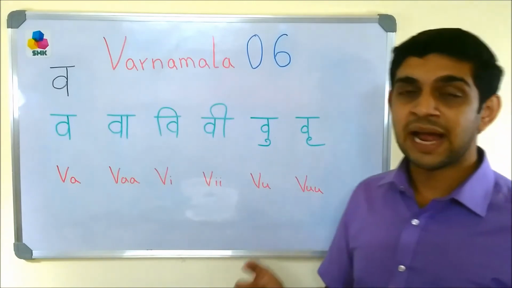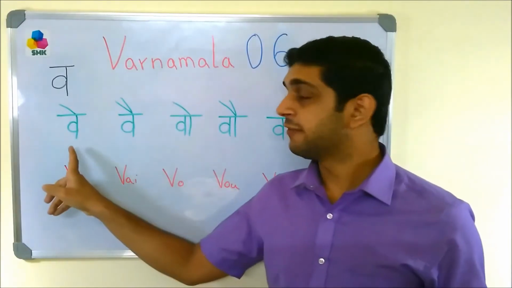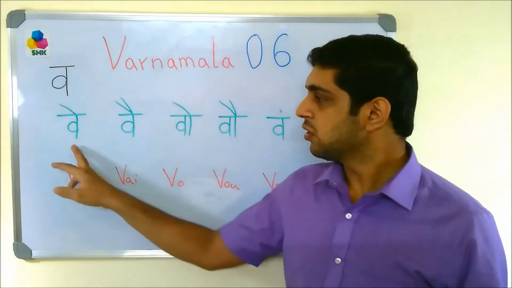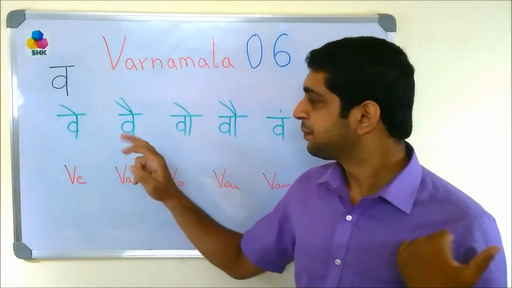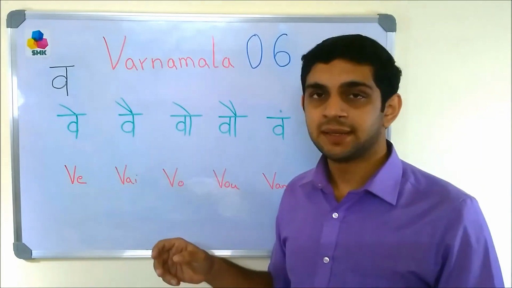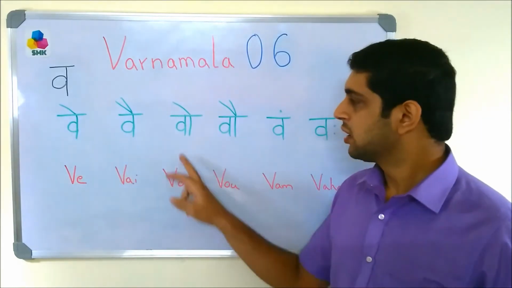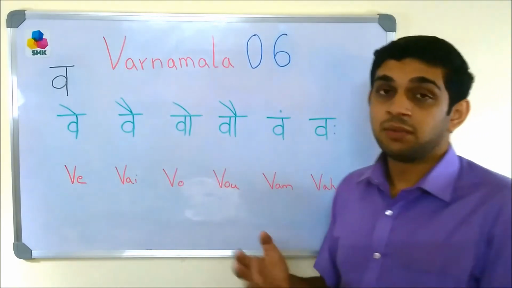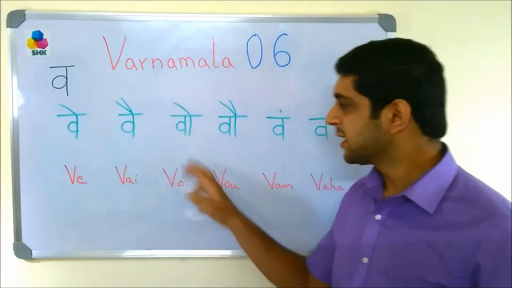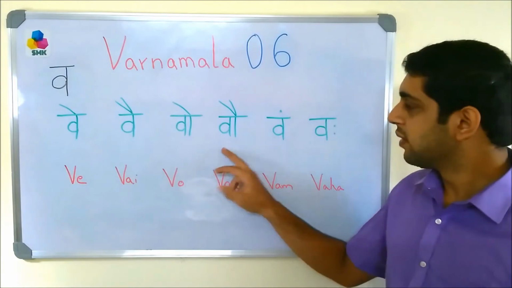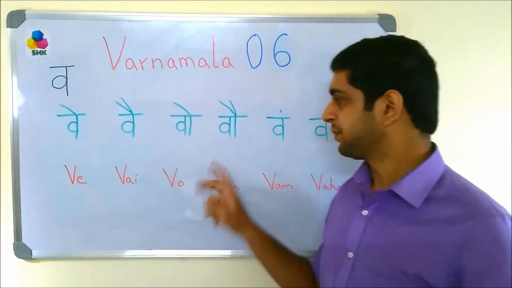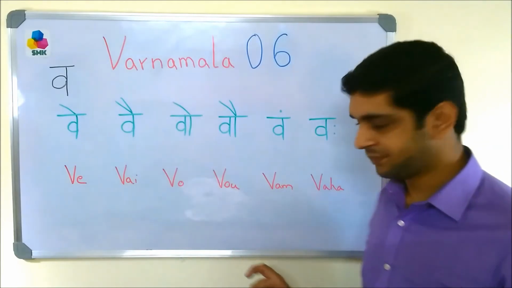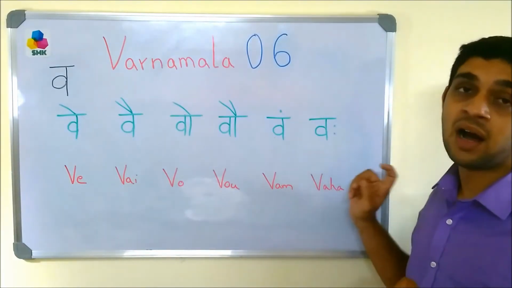Woo. V and oo. Then you have way. Okay? V, W-A-Y, way. So V and A, way. V and I, why. Okay? Why. V and O, wo. W-O-H, wo, right? So that is this wo. Wo and au, wow. Okay, wow. Wo and wum. Wo and aha, waha.